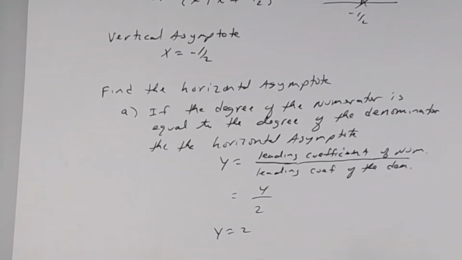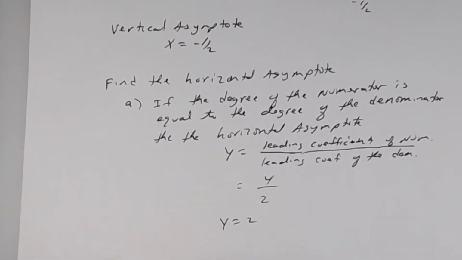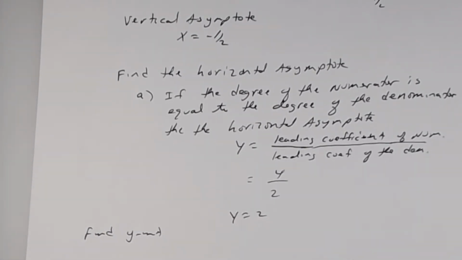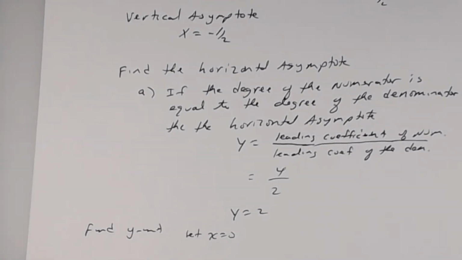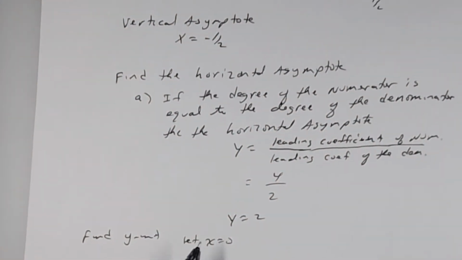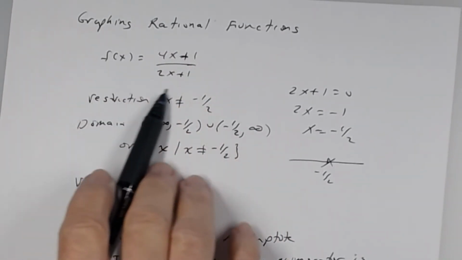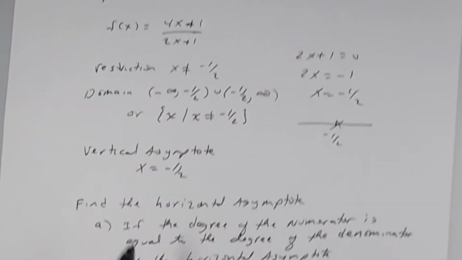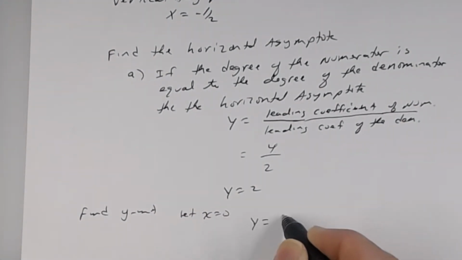You've got to find your y-intercept. So let's find the y-intercept. To find the y-intercept, what do you do? Let x equal 0. Just like you did with the parabolas. Find the y-intercept, find the x-intercept. Okay? All right. So to find the y-intercept, you let x be 0. So if I go back to my function, wherever we see the variable x, what do I plug in? 0. So I get y will equal 4 times 0 plus 1 divided by 2 times 0 plus 1.